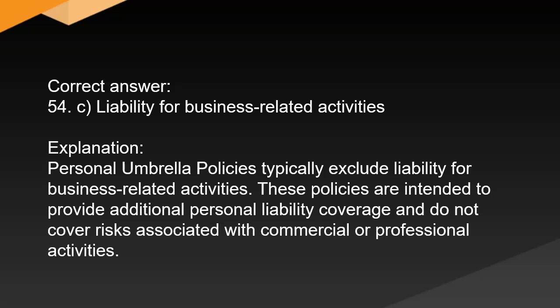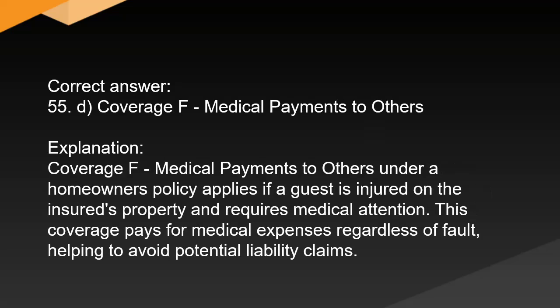Correct answer. C. Liability for business-related activities. Explanation. Personal umbrella policies typically exclude liability for business-related activities. These policies are intended to provide additional personal liability coverage and do not cover risks associated with commercial or professional activities.